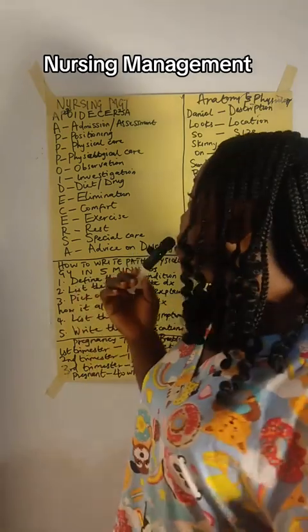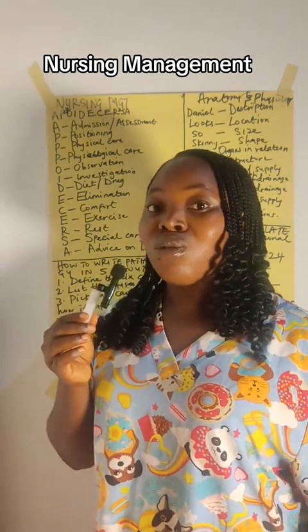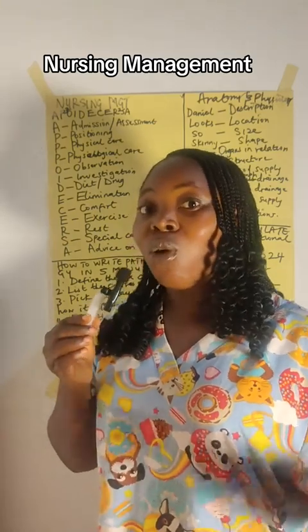The next P stands for psychological care. You're going to reassure the patient. You are going to be there for the patient, because in nursing you manage the patient holistically.